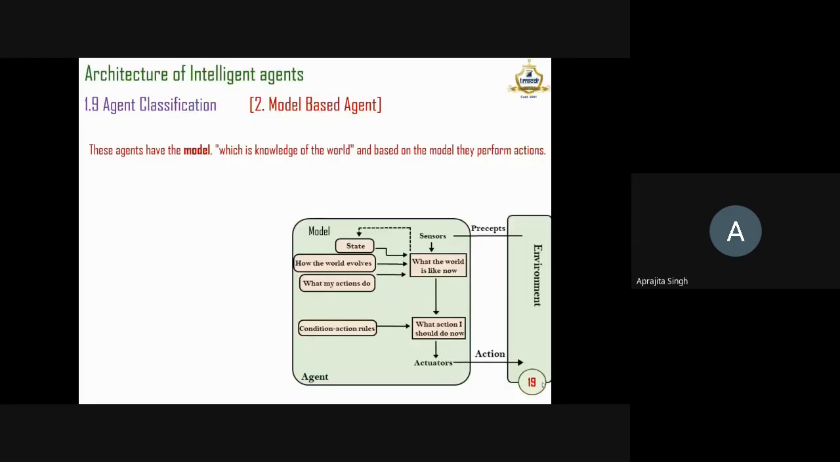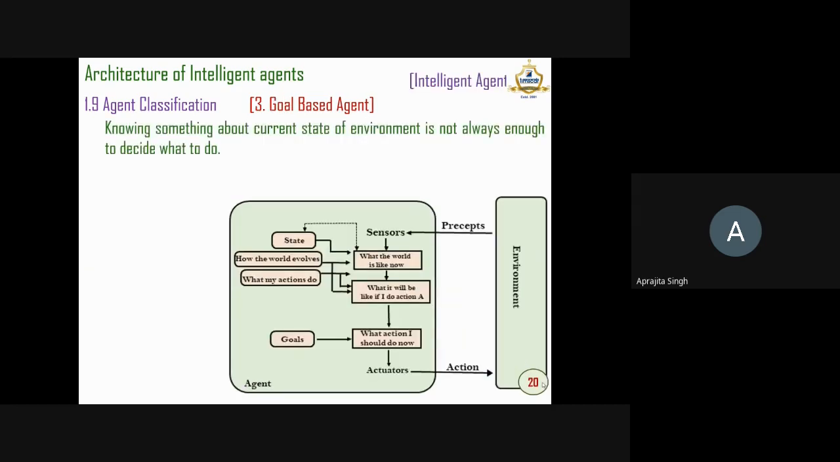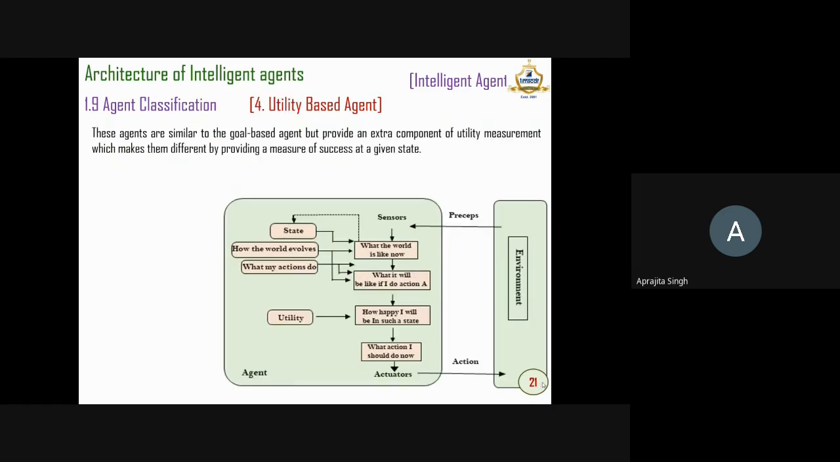Then you have something called a model-based agent. These agents have the model, which is the knowledge of the world, and based on the model, they perform action. They just find out what the state is right now, and accordingly, they will perform action. Then we have goal-based agent, wherein goal is very important. Knowing something about the current state of the environment is not always enough to decide what to do. So here, goal is in focus. The agent also needs some sort of goal information. So in goal-based agent, that is how it is different.